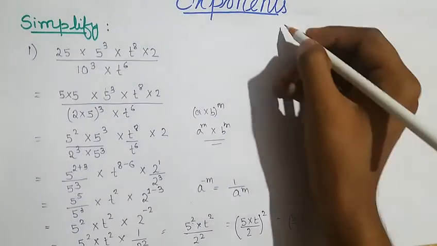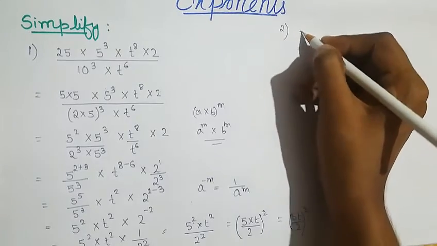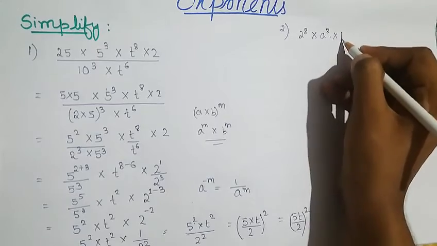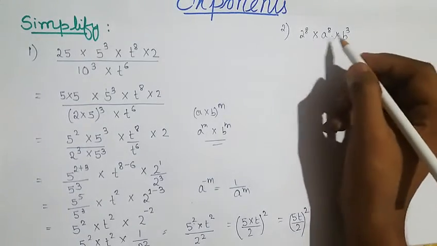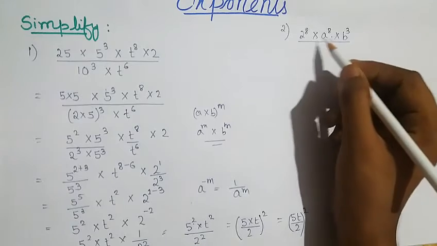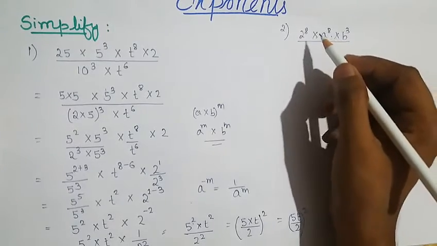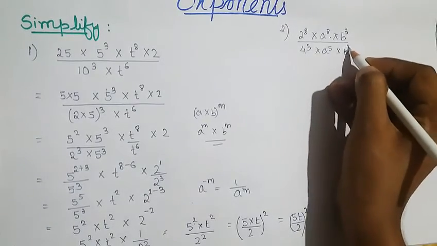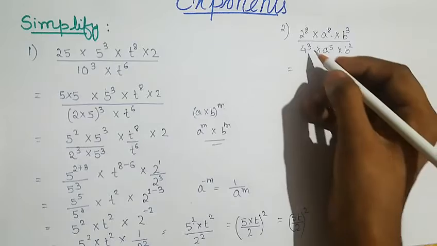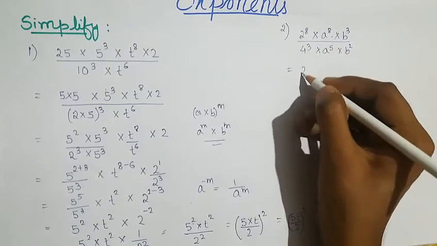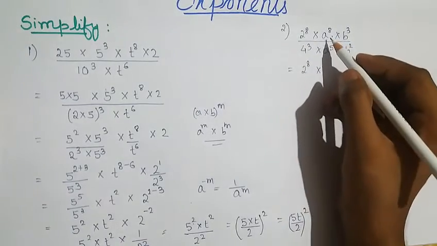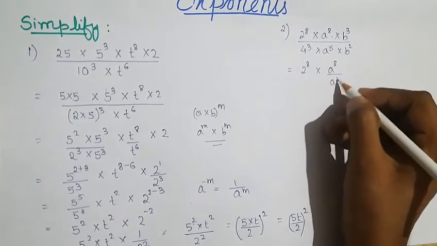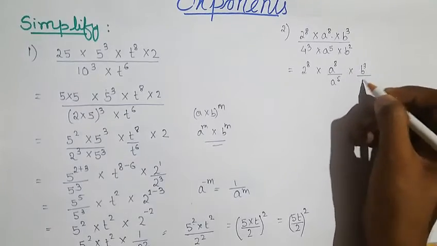Now the next question is question number 2, which is 2 raised to the power 8 into a to the power 8 into b raised to the power 3. We have two variables over here. These variables are nothing much, we will treat them as bases, upon 4 raised to the power 3 into a raised to the power 5 into b raised to the power 2. This is a simple one. We will copy the same thing over here into, now let's separate the same bases, a raised to the power 8 upon a raised to the power 5 into b raised to the power 3 upon b raised to the power 2.